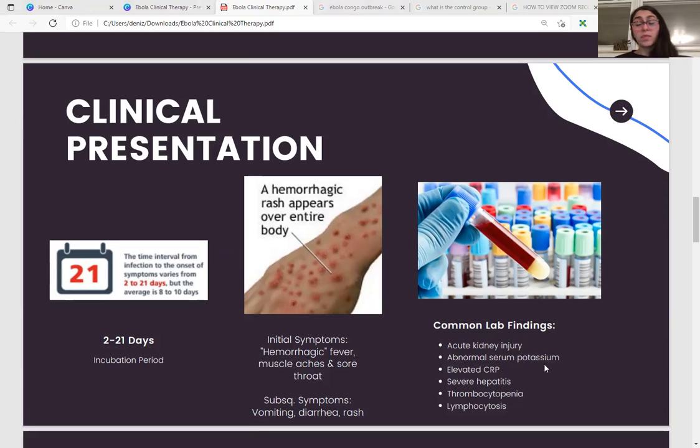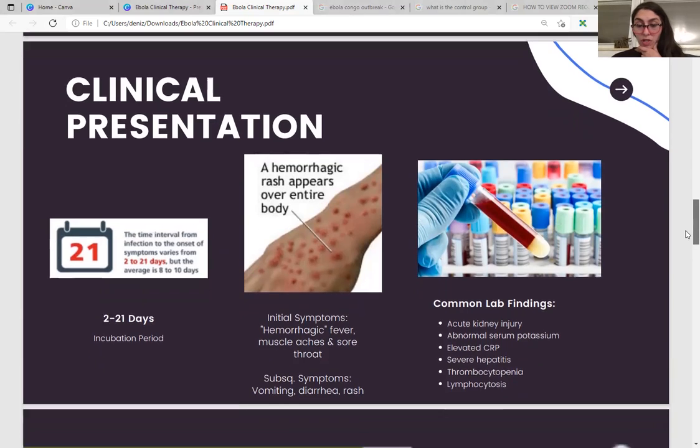And elevated CRP. CRP is C-reactive protein, and this just shows that there's an increased acute inflammatory response, indicating that our immune system is active and fighting against something. Severe hepatitis, thrombocytopenia, and lymphocytosis. So these are immunological findings. Yes, let's move on.